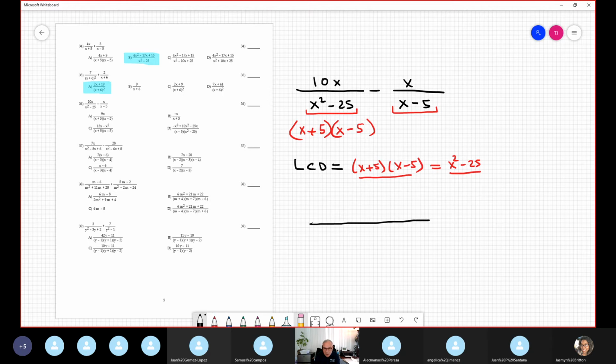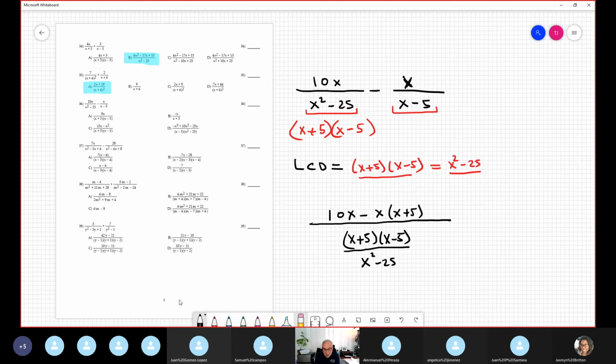Well, I condense every fraction in only one common denominator, which is x plus 5 times x minus 5, or the way you want. Or you write it like that, x squared minus 25. It's the same. But in my opinion, it's easier to see in that way. Because when you divide this by this, it is 1, and it stays only 10x minus x. When you divide this by this, what stays is x plus 5.